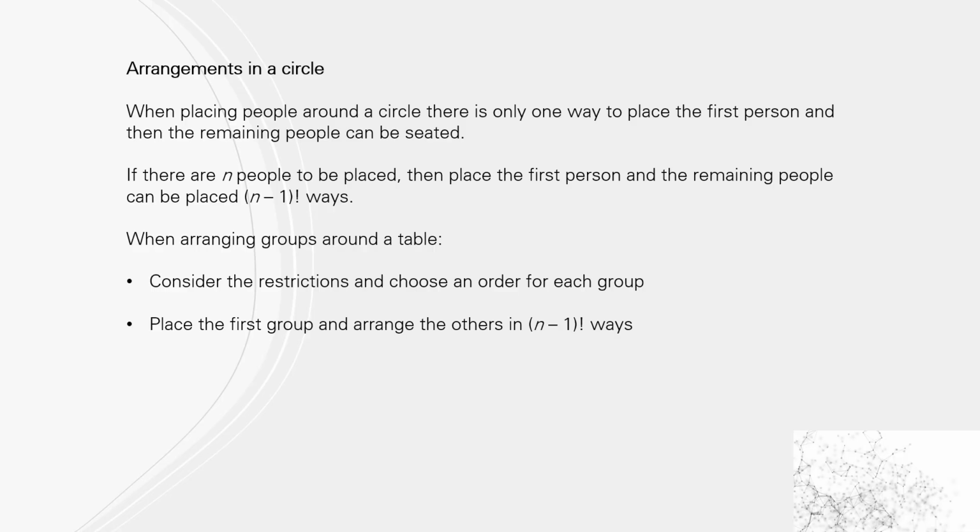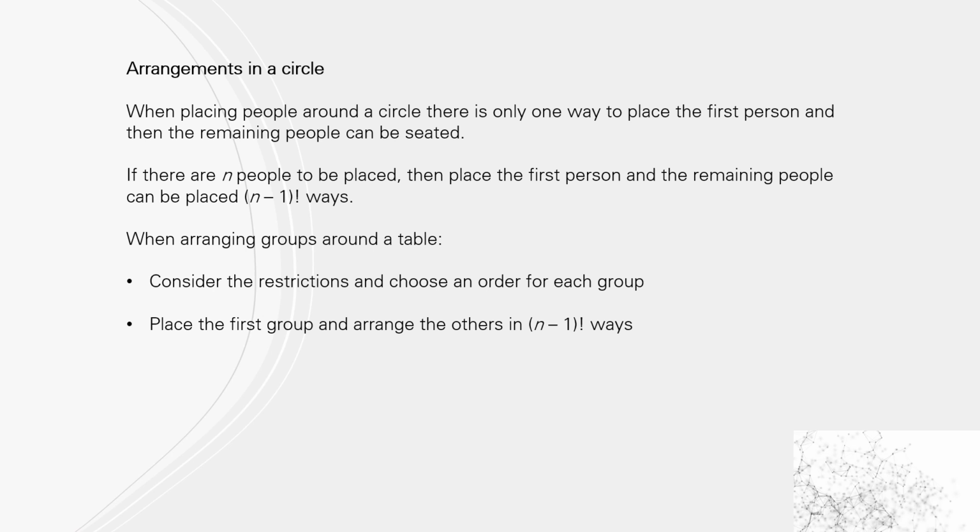So when we look at arrangements in a circle for this unit, when we place people around a circle, there's only one way to place the first person, and then you place the remaining people. So if there are n people to be placed, that first person takes the spot and the remaining people can be placed in (n-1) factorial ways.